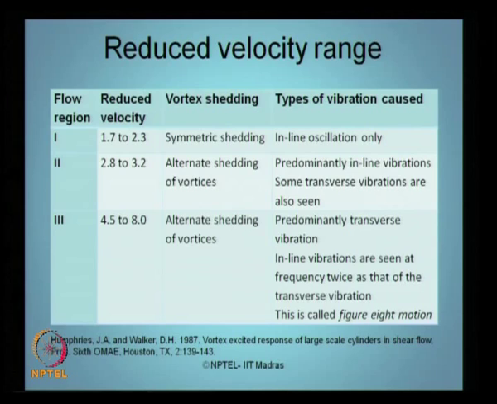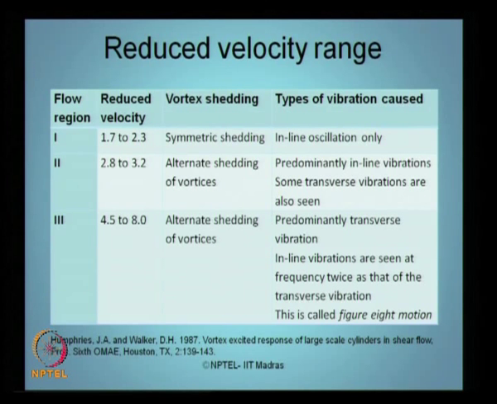In region 1, where the reduced velocity is from 1.7 to 2.3, there is what we call symmetric shedding, and therefore only inline oscillation will be present. Look at the vibration problem of the cylinder. The cylinder is expected to oscillate only in the inline direction, that is, in the flow direction only, if the reduced velocity is 1.7 to 2.3, whereas if the reduced velocity is very high, as 8, then the predominant vibration will be in the transverse direction. Okay, that is very important.